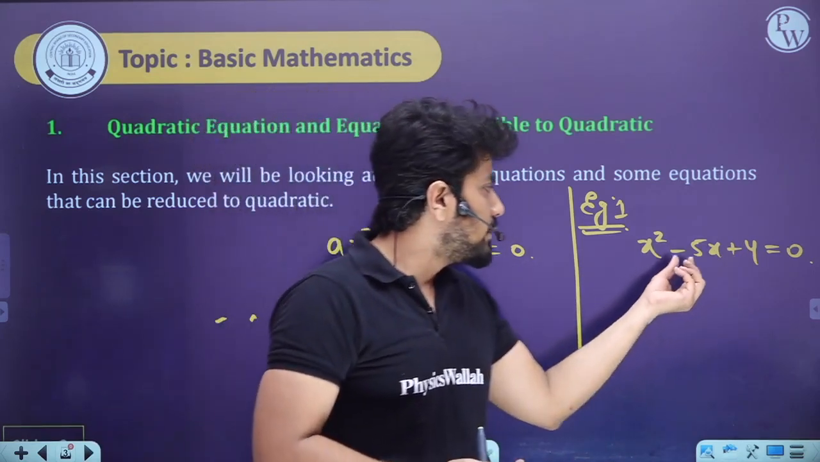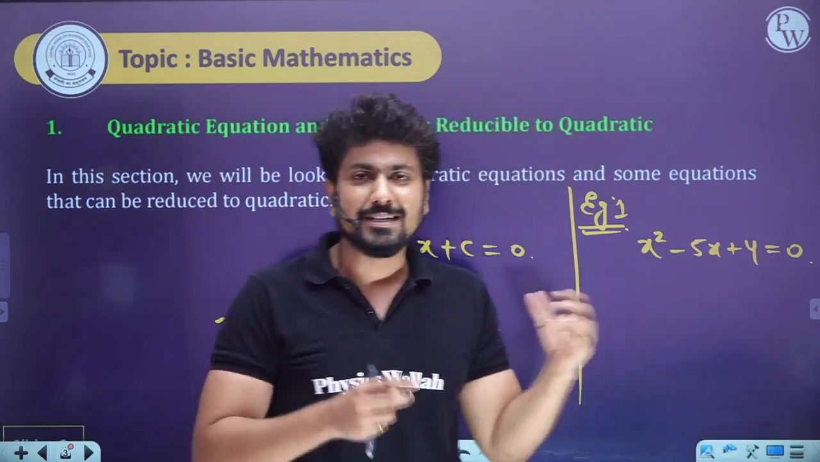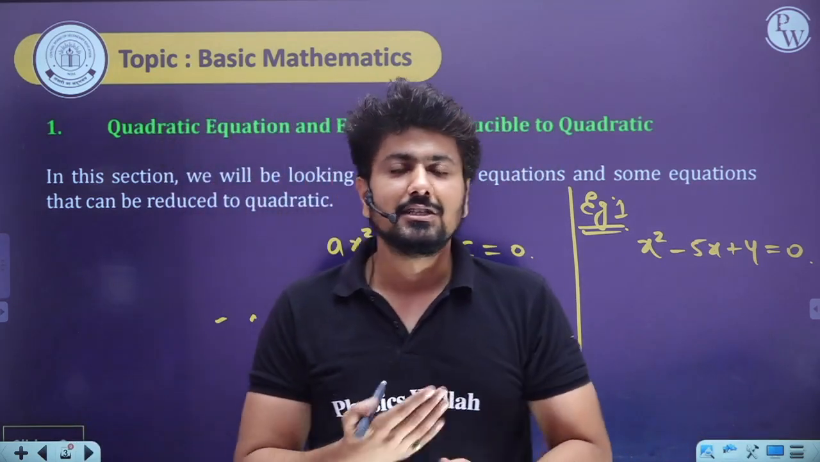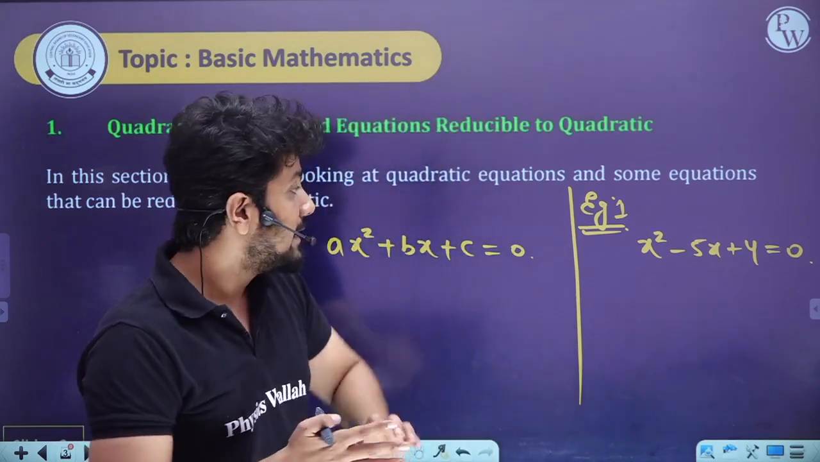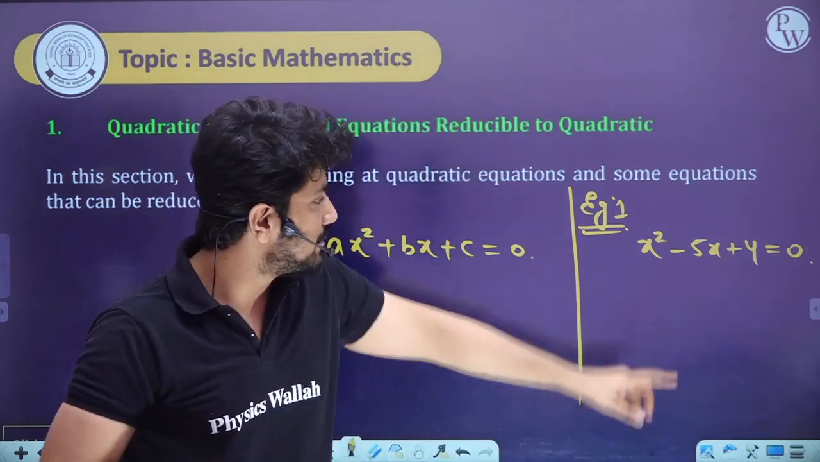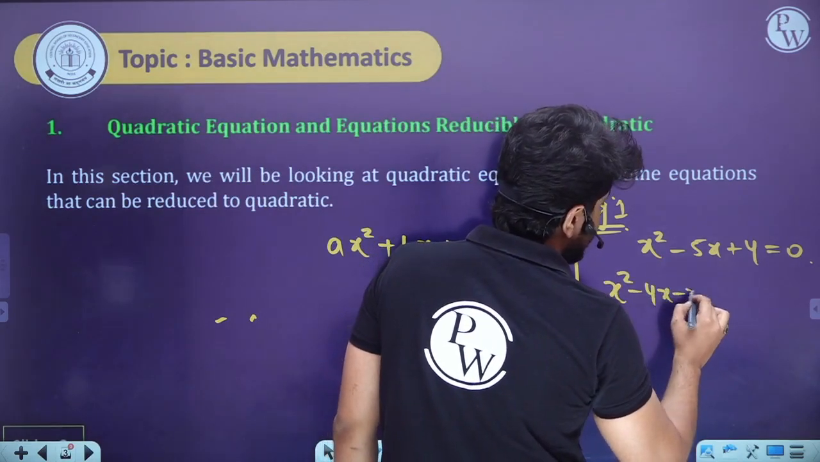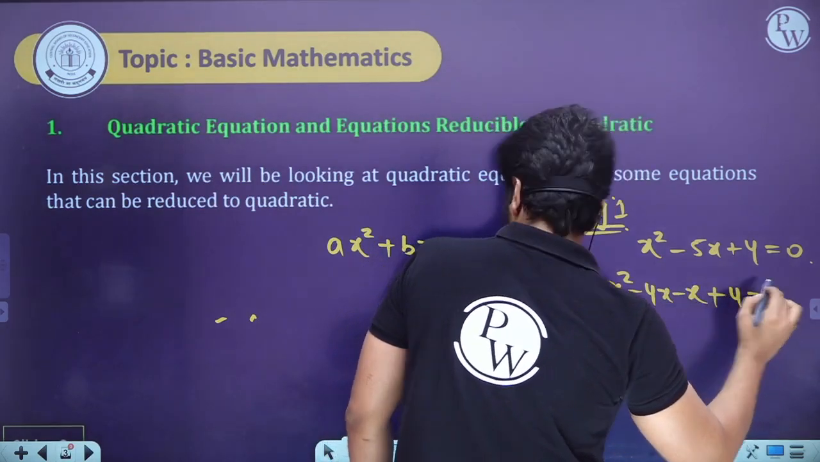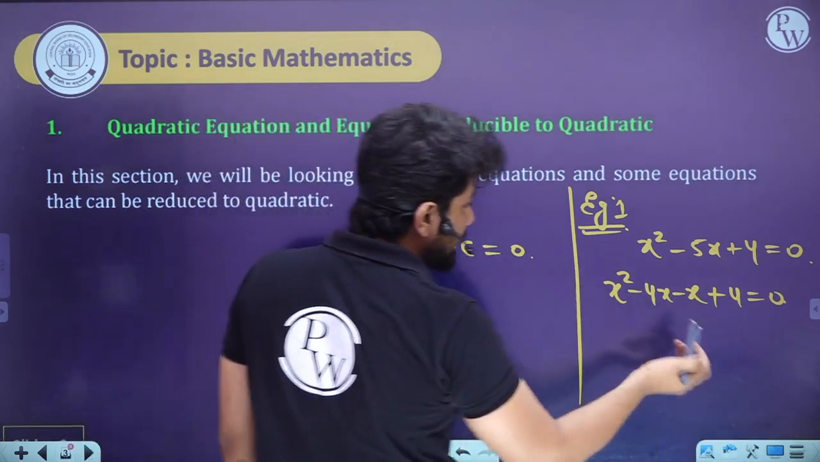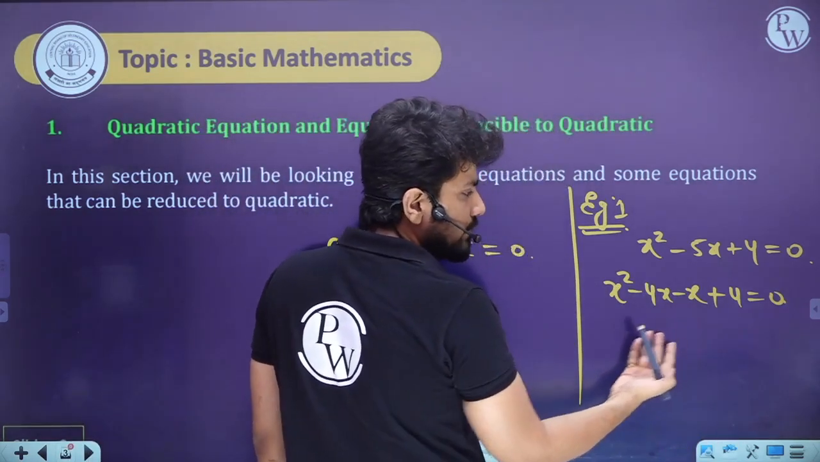So we are going to split this middle term into two parts such that their multiplication is 4 and their sum is minus 5. We are going to split it like this. I know it's very easy, right? So I'm just going to go quick into this part. So yes, this is how we are going to split it.